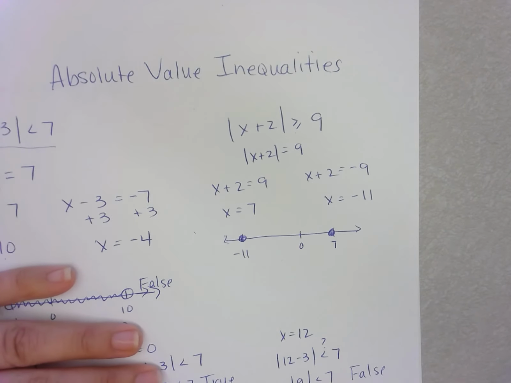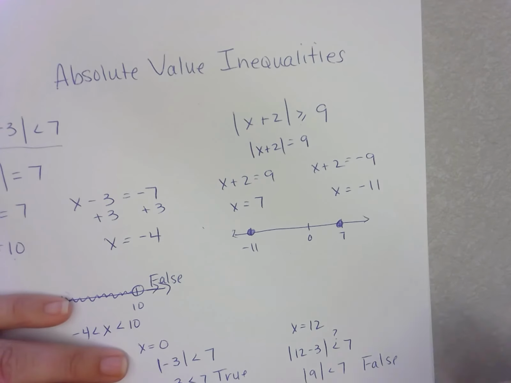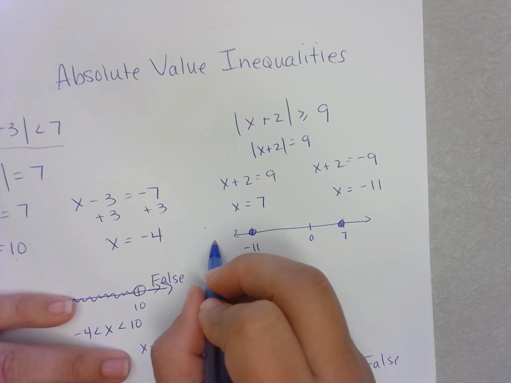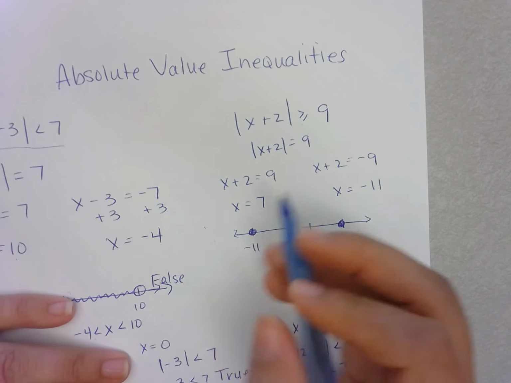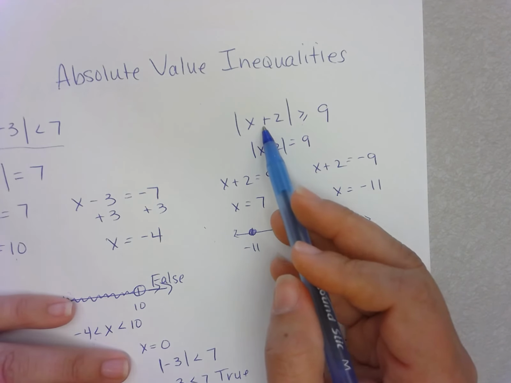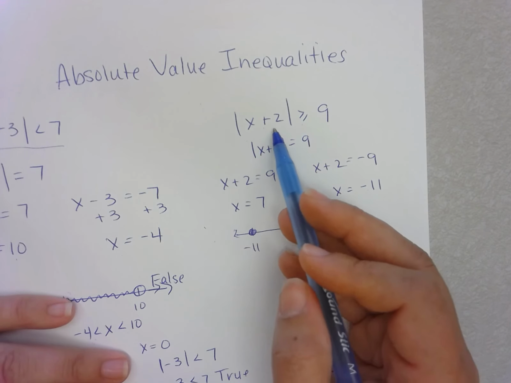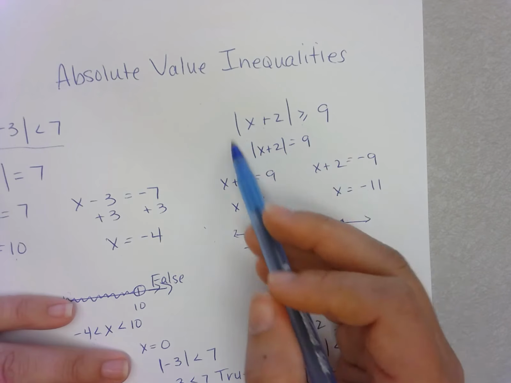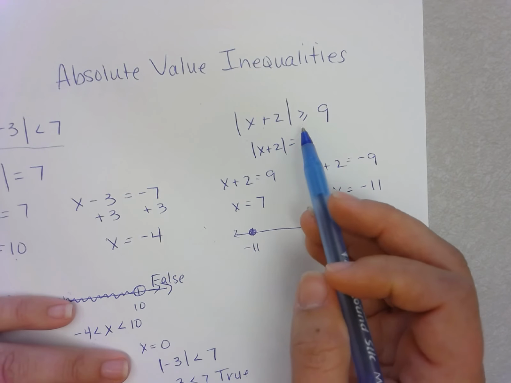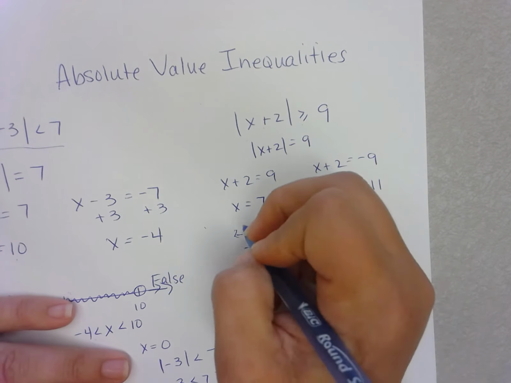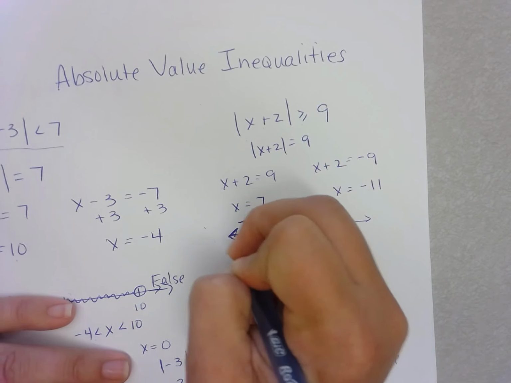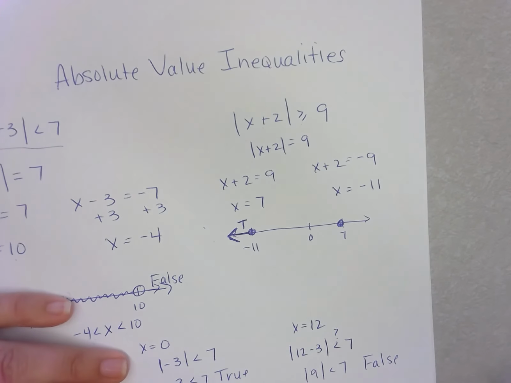All right, so now I'm going to test a point in each interval. So I'm going to test something out here. Let's say -12 is a nice number. And so if I put in -12 here, back here I get -12 plus 2, which is -10. And because I take the absolute value of -10, 10 is greater than or equal to 9. So this is true out here. So I'm just going to put a T this time. So that means that this piece is a solution.